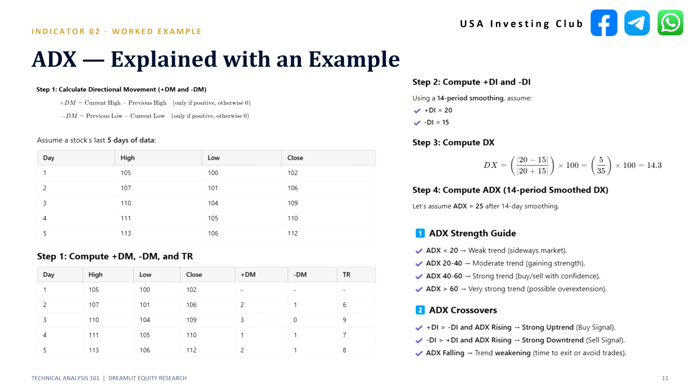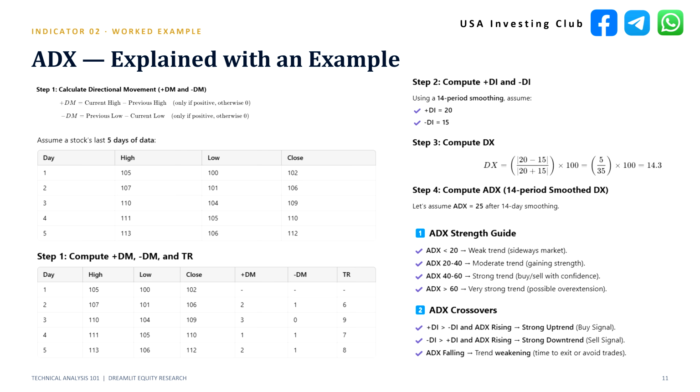Step 4. Compute DX as the absolute difference between those two, divided by their sum, times 100. That's the absolute value of 20 minus 15, divided by 20 plus 15, equal to 5 over 35, times 100, which is 14.3. Step 5. ADX itself is a 14-period smoothed average of DX. For this illustration, assume that smoothing produces an ADX of 25.